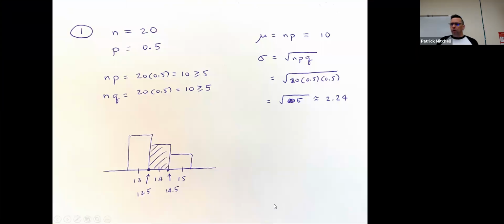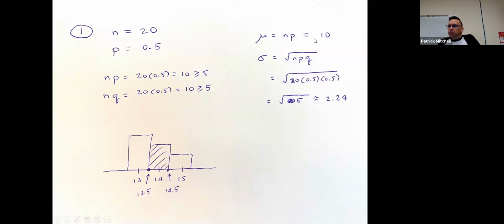Okay, I thought the easiest thing to do would be to handwrite these instead of driving myself crazy trying to type them. The first question is the probability of getting exactly 14 right, now using the normal approximation. So n is 20, p is 0.5. First I'm going to check my requirements. Is the normal approximation going to give me a decent answer? Yes, it should, because n times p is 10, which is at least 5, and n times q is 10, which is at least 5. So I'm going to use a normal approximation.